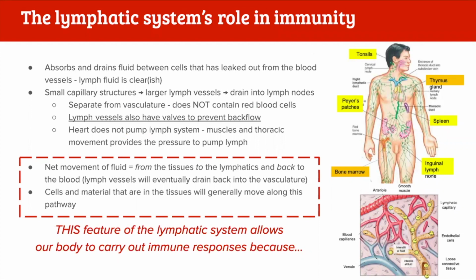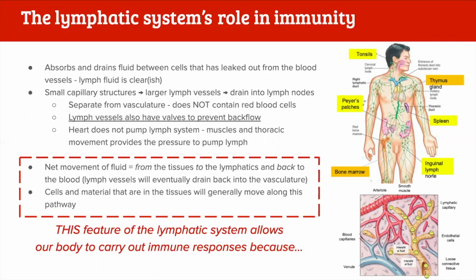Your lymph system absorbs and drains fluid between cells that has leaked out from the blood vessels, and lymph fluid is clear. You have small capillary-like structures which lead into larger lymph vessels, and then finally they drain into lymph nodes. Keep in mind that this is separate from your vasculature, so it doesn't contain red blood cells. Lymph vessels also have valves to prevent backflow.